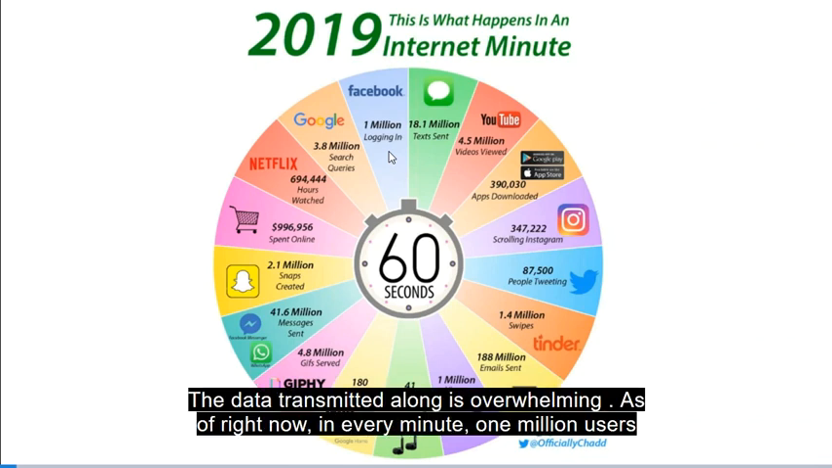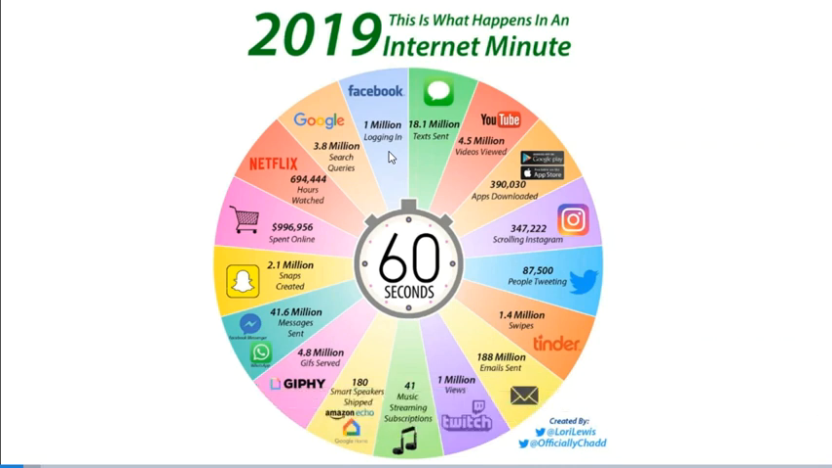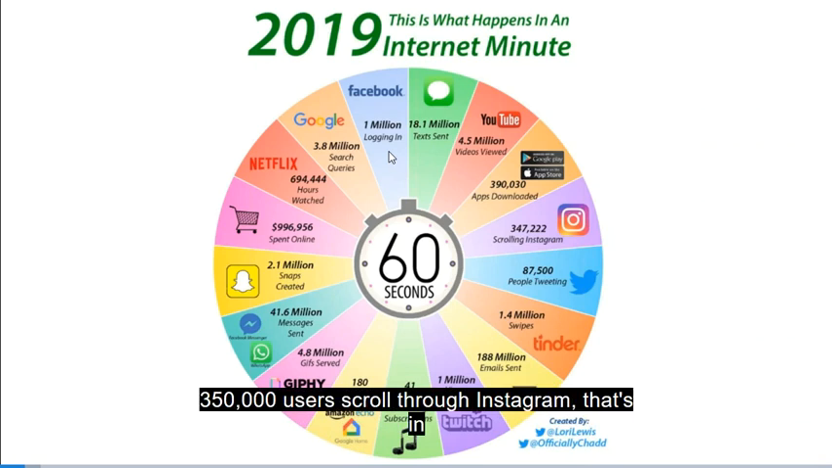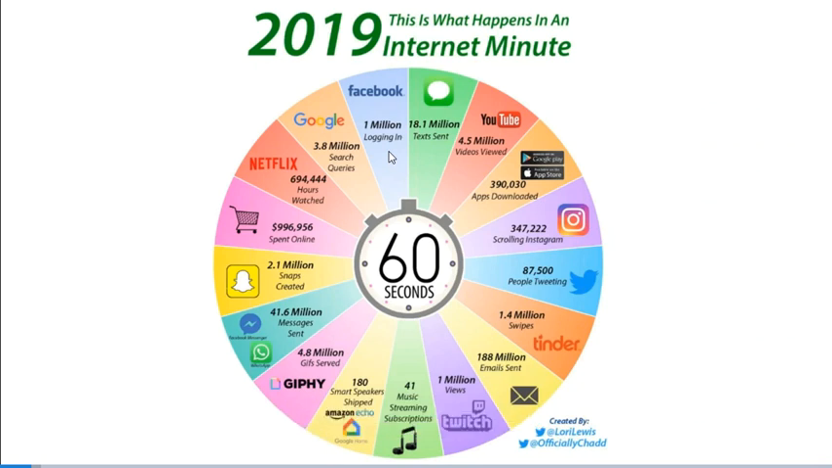As of right now, in every minute, 1 million users log in on Facebook, 1.4 million people swipe on Tinder, and almost 350,000 users scroll through Instagram. That's in 1 minute every day. Additionally, more than 40 million messages are passed between various individuals on WhatsApp. All that is a glimpse of the bigger picture. Take a look at the infographic.